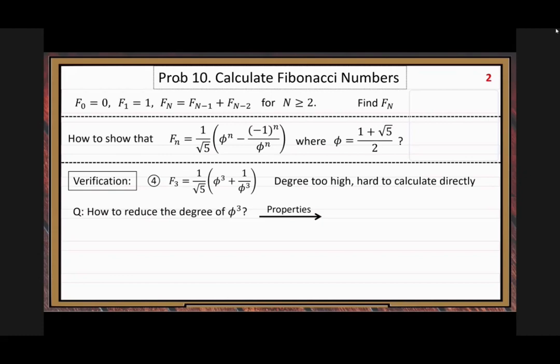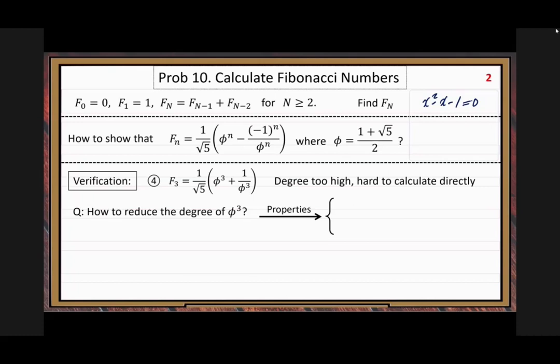So what's the golden ratio property? Remember, how do we find the golden ratio? From a quadratic equation, right? Do you still remember what quadratic equation we use to find the golden ratio? x squared minus x minus 1 equals 0. So that's the starting point of the golden ratio.